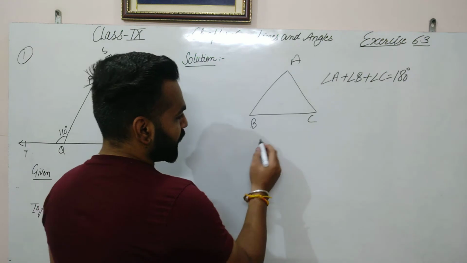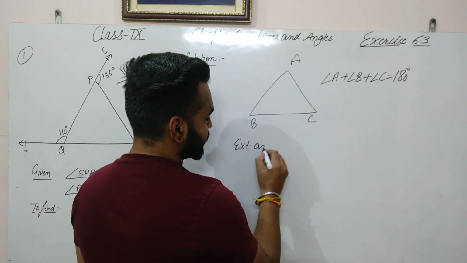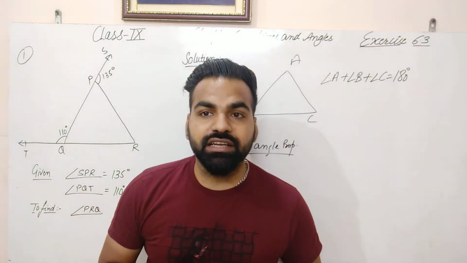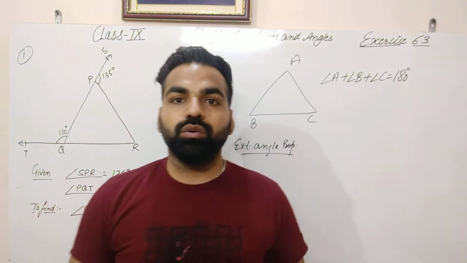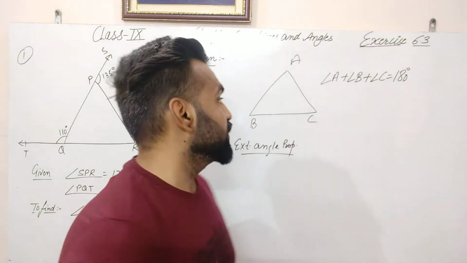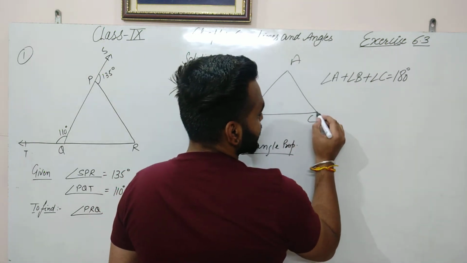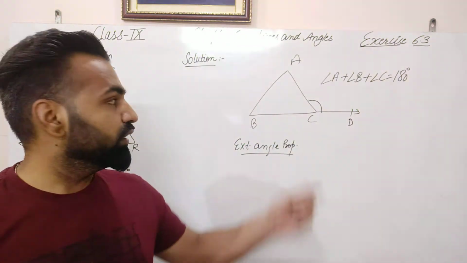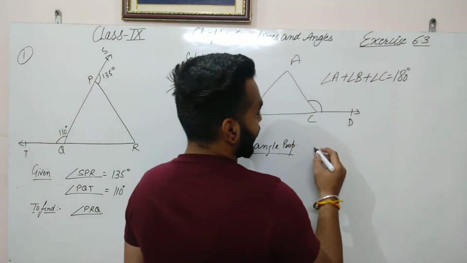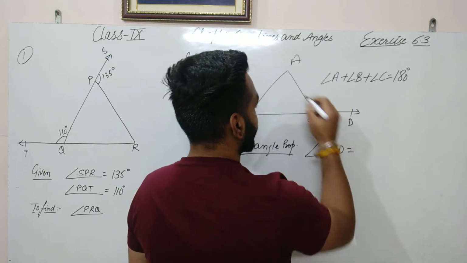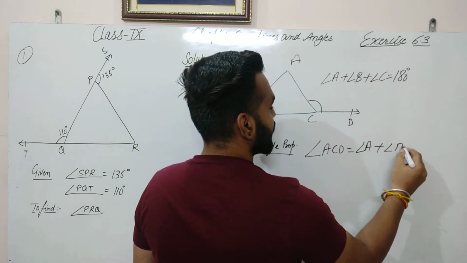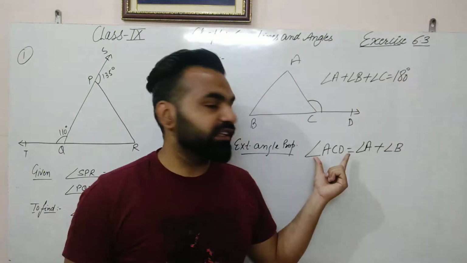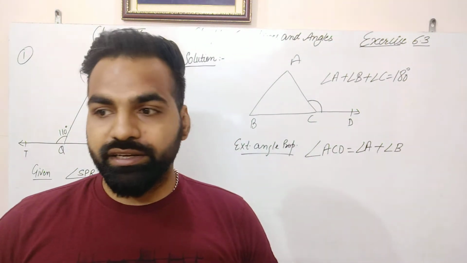The next property is the exterior angle property. The exterior angle property states that the exterior angle in any triangle is equal to the sum of the interior opposite angles. In this triangle, let us produce side BC to D. Now this angle is called the exterior angle for triangle ABC. So we can write angle ACD is equal to angle A plus angle B. These are the two interior opposite angles, and the exterior angle is equal to their sum.